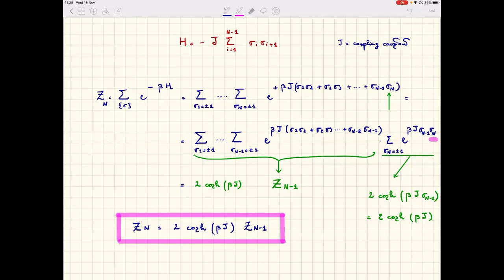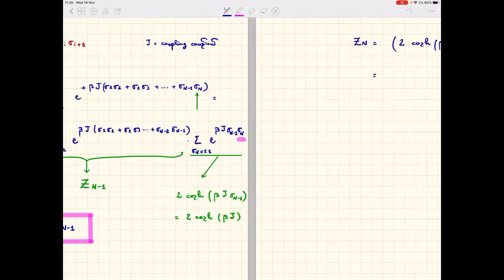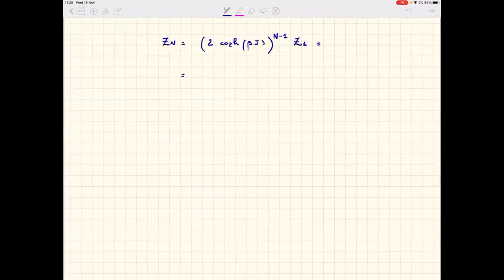Okay, so other question. Who was going to ask the next question? I'm thinking, and I almost figured it out. You figured it out? Okay, good. So excellent. What we have at the end of the day is 2 to the n cosine hyperbolic of beta j to the power n minus 1. So this is our final result.